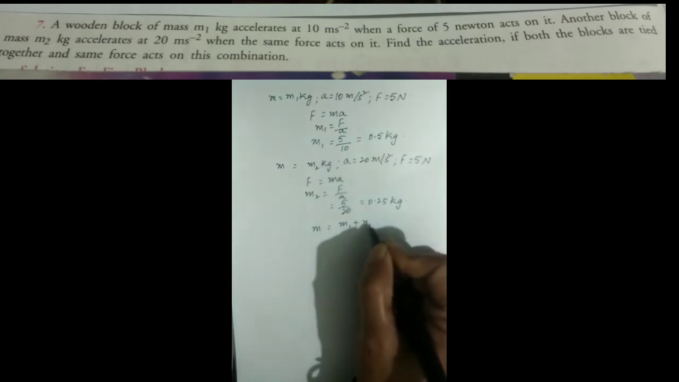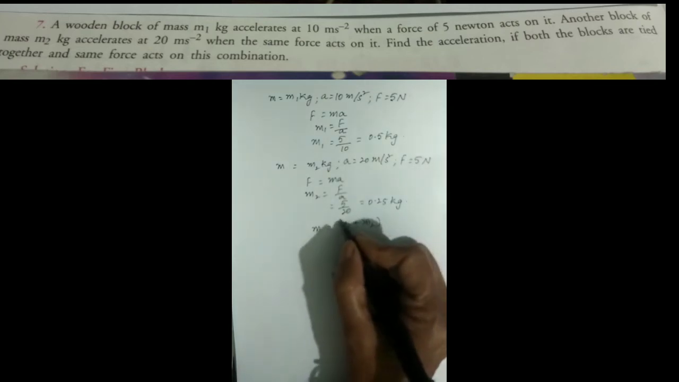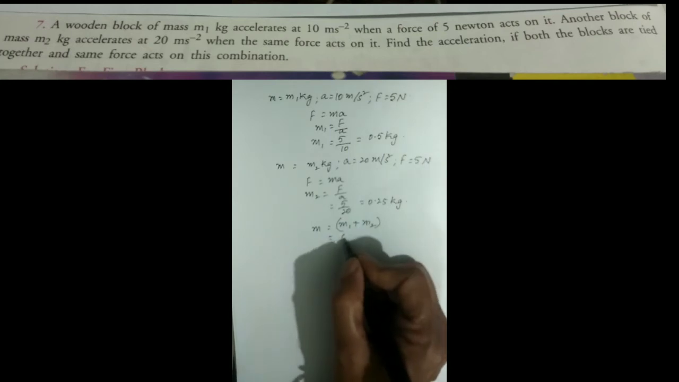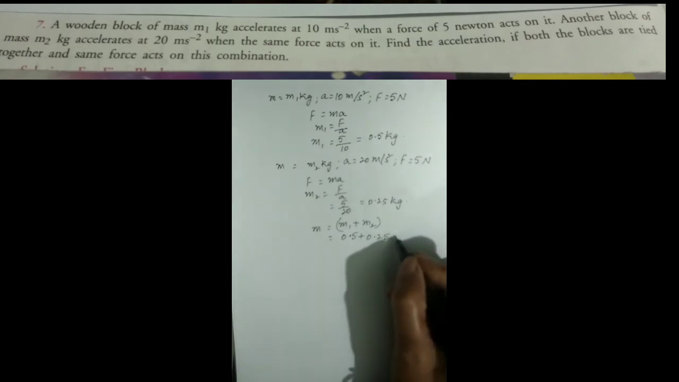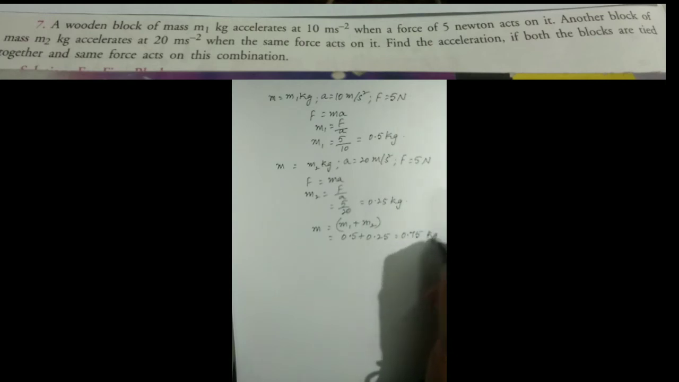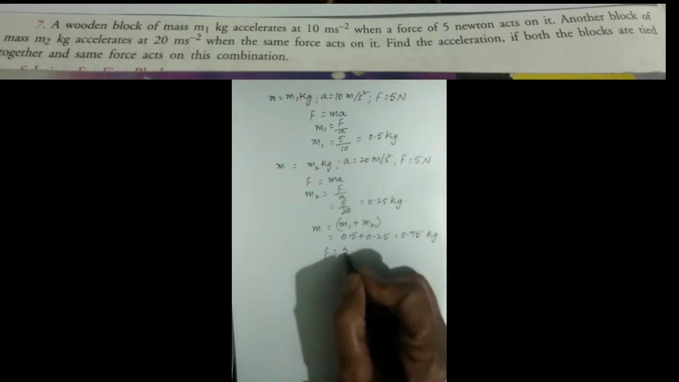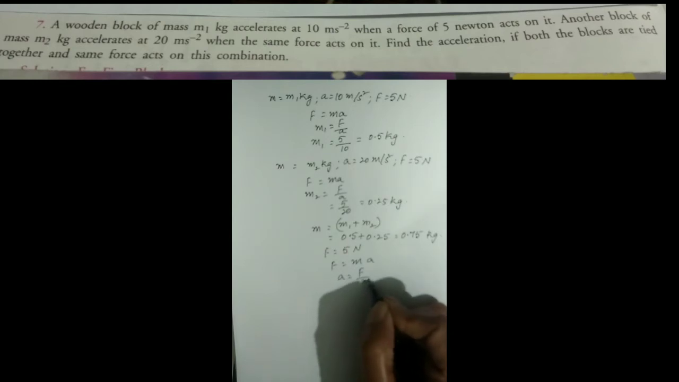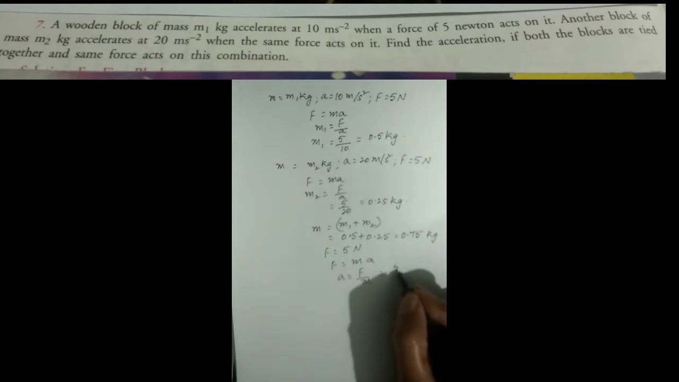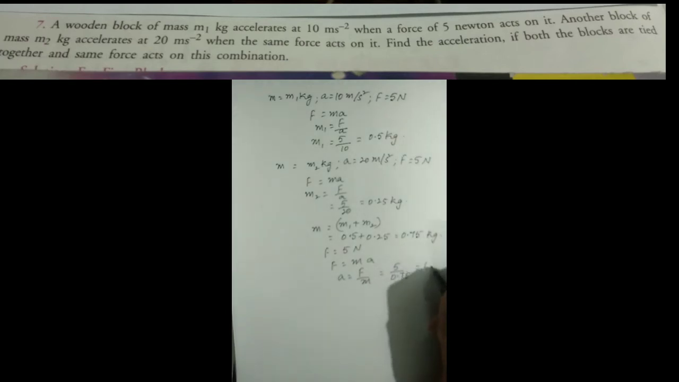Now M is equal to, both are tied together, no? M1 plus M2, that is equal to 0.5 plus 0.25, that is equal to 0.75 kg. F is equal to 5 Newton. F is equal to MA, so A is equal to F by M, that is equal to 5 by 0.75, that is equal to 6.67 meters per second square.